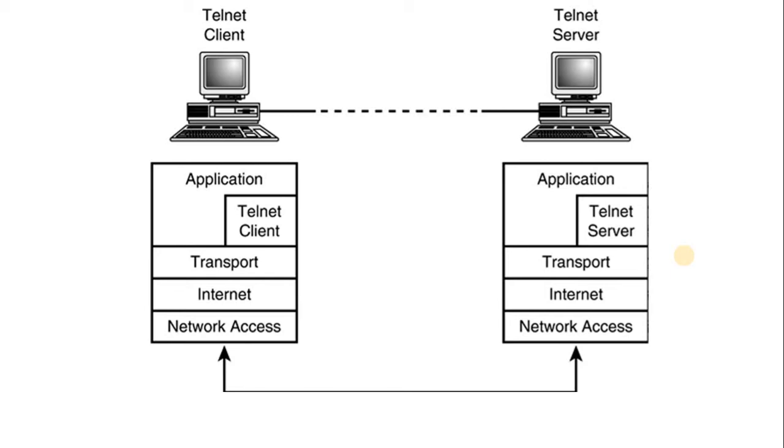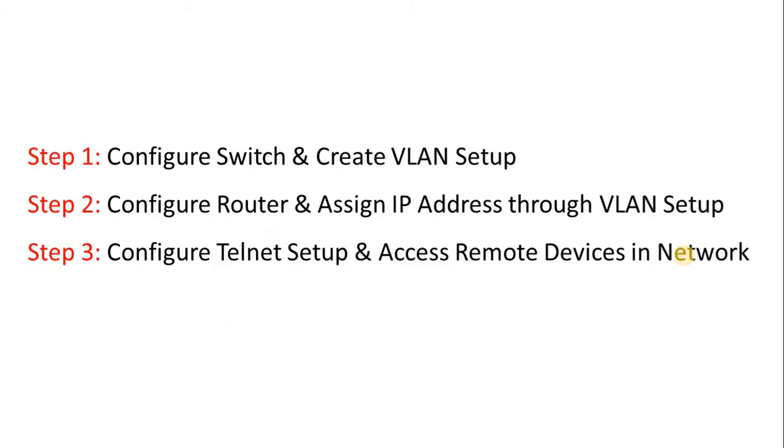Let us understand the same using the Cisco Packet Tracer application. So what will we be learning in this particular lecture? You can observe that first we are going to configure the switch. We will create a VLAN setup. In today's lecture, we will create a short network so that we can explain the Telnet process clearly and make you understand the requirement for Telnet. To understand why we use Telnet, we have to create a short network. So first we are going to configure the switch and create the VLAN setup.